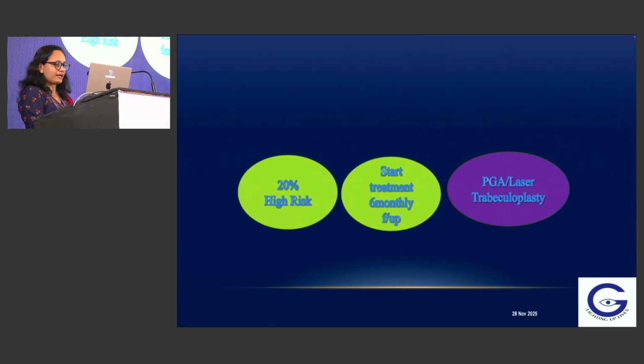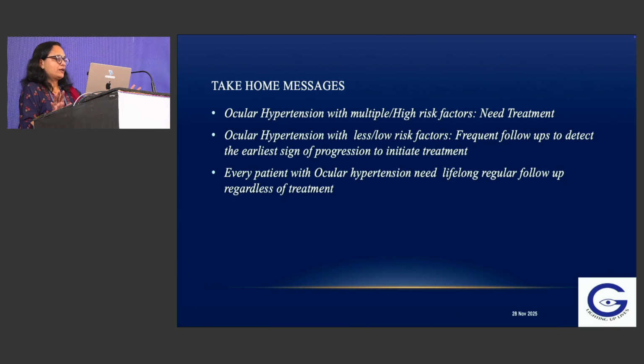So these factors I have given as rough assessment. You have to consider all other risk factors, patient's other systemic diseases, family history, everything before considering the treatment. So to conclude, ocular hypertension with multiple or high risk factors might need treatment. With fewer or low risk factors, you don't need a treatment at the first visit. You can frequently follow up to detect the earliest sign of progression to initiate treatment. However, every patient with ocular hypertension needs a lifelong regular follow-up regardless of the treatment.